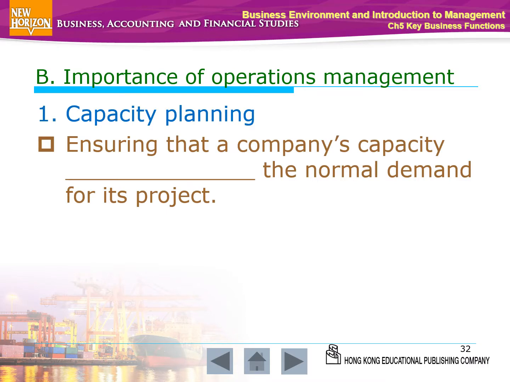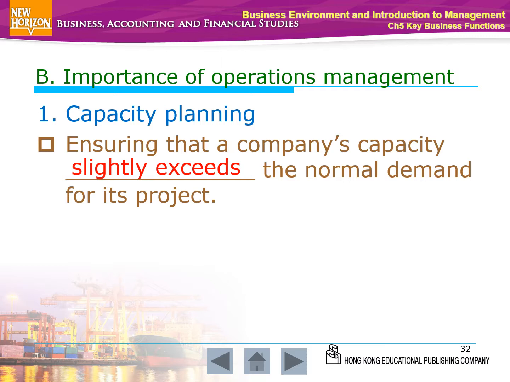To ensure that a company's capacity slightly exceeds the normal demand for its project. Say, for example, if McDonald's, okay, you have the operations manager of McDonald's. Every day you know that 100 hamburgers are needed to cater to the needs of the customers. You should not prepare 1,000 hamburgers in McDonald's in Shanghai Estate, right?